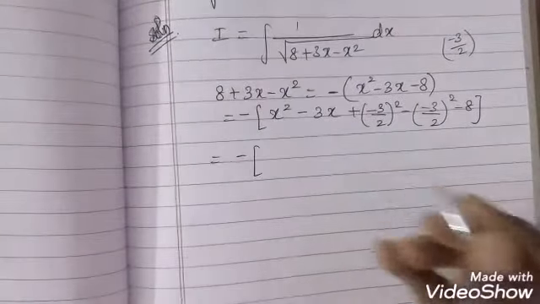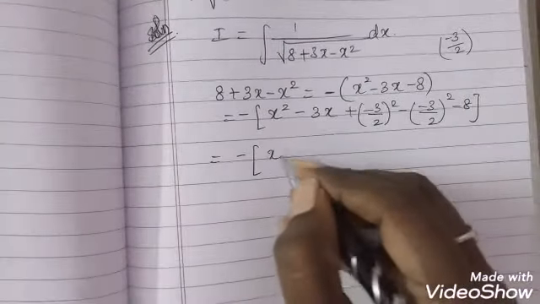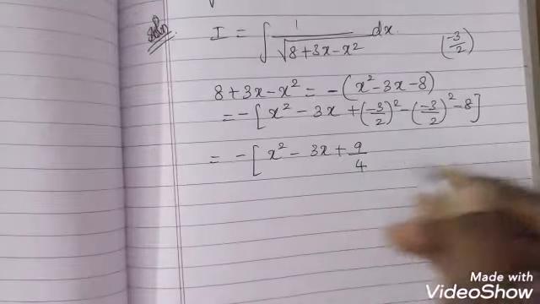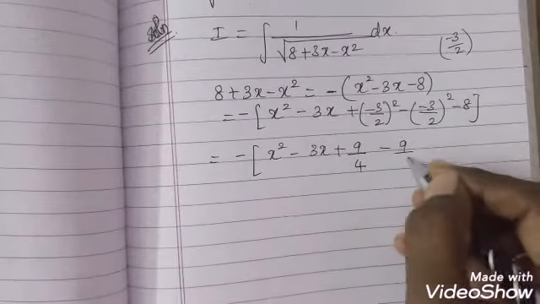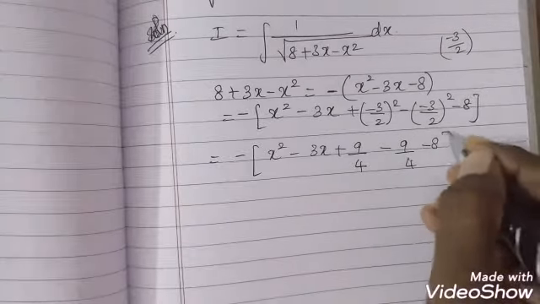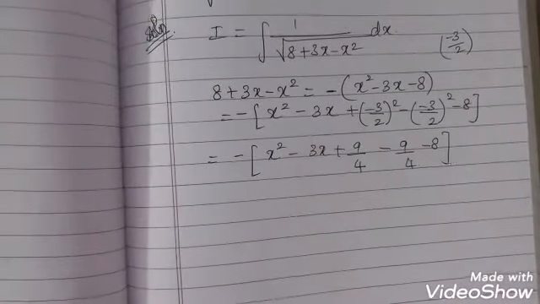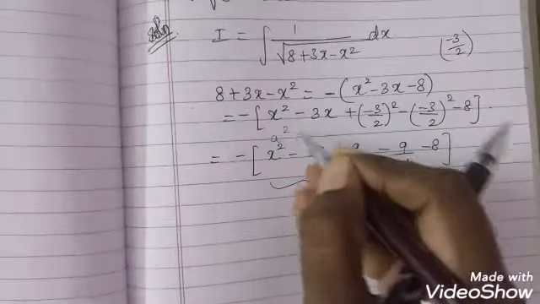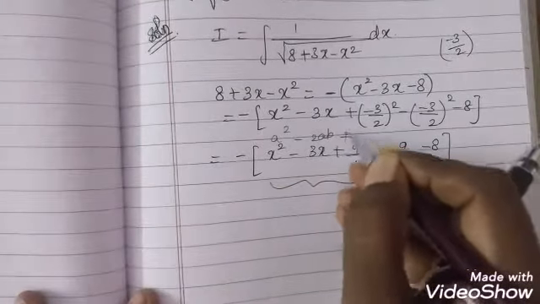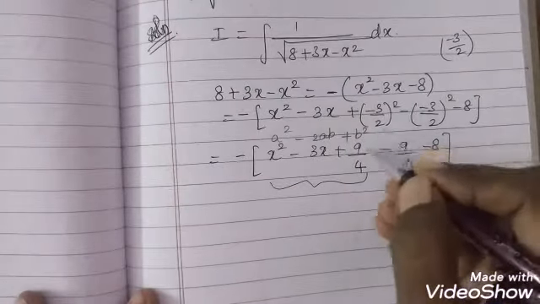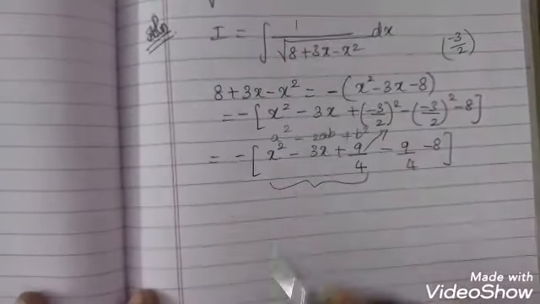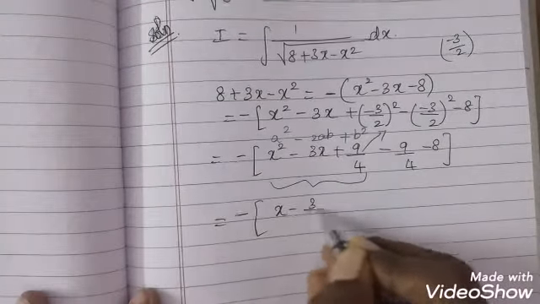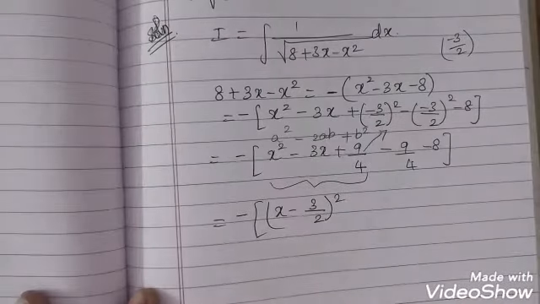Now this is equal to minus into, what will I get? It is x squared minus 3x plus 9 by 4. Here again it's minus 9 by 4 minus 8. Now what happens to this one? As I told you, it's nothing but a squared minus 2ab plus b squared you get. What is your b? It's nothing but 3 by 2 here. So how do I write it here? It's minus of x minus 3 by 2 the whole squared.